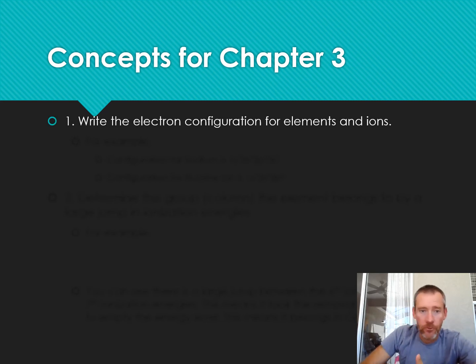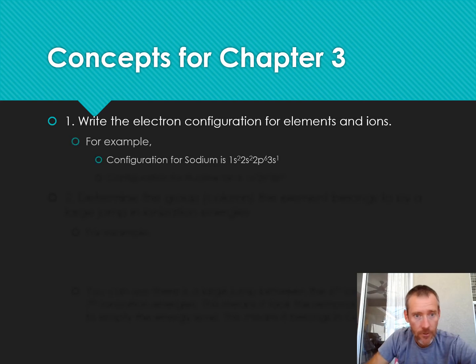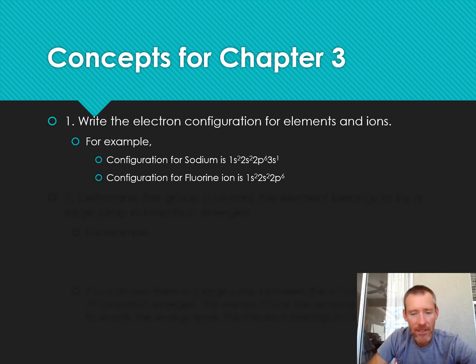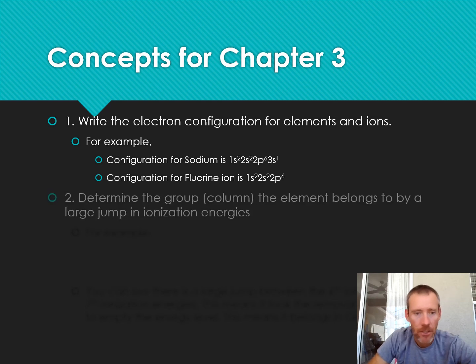You need to be able to write the electron configurations of elements and ions. So for example, sodium is 1s2, 2s2, 2p6, 3s1. It has 11 electrons. A fluoride ion gains an electron, so it goes from 9 to 10. It goes to noble gas configuration, which is neon, and neon is 1s2, 2s2, 2p6.